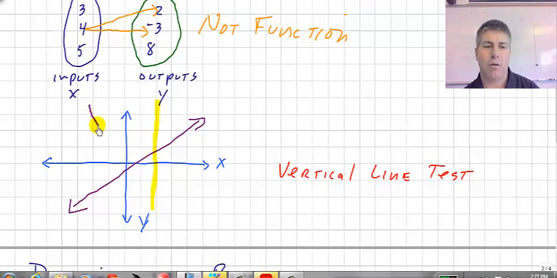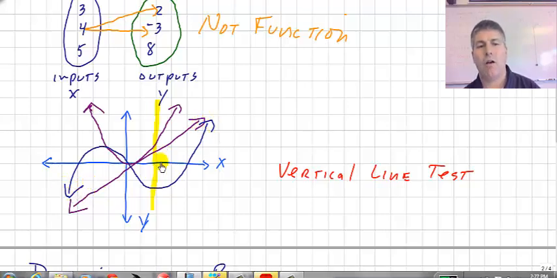So a line, or even a parabola, something like this, those are functions. Okay? I could even do a kind of a squiggly line. I could do something like this. Okay? So that also is a function. No matter where I draw a vertical line, it only crosses the graph of that one time. Those are all functions because they pass the vertical line test.